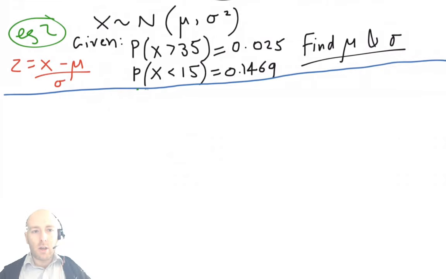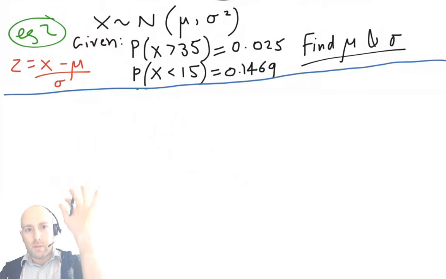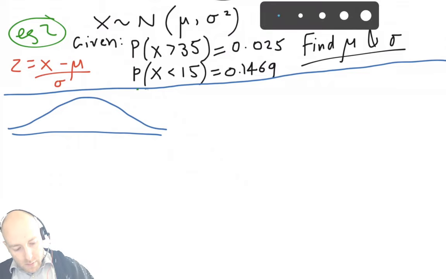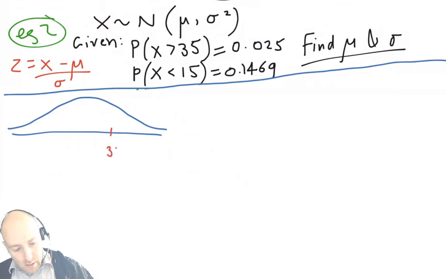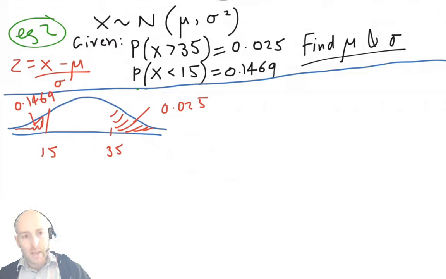Anyway, so let's go through this one then. Cool, same as before, but we've got two different regions, and we can plot both of these on the same normal curve. So we've got greater than 35 is 0.025, and we've got less than 15 is 0.1469. Cool. So again, we need to find the corresponding z values, and then we're going to transform those.